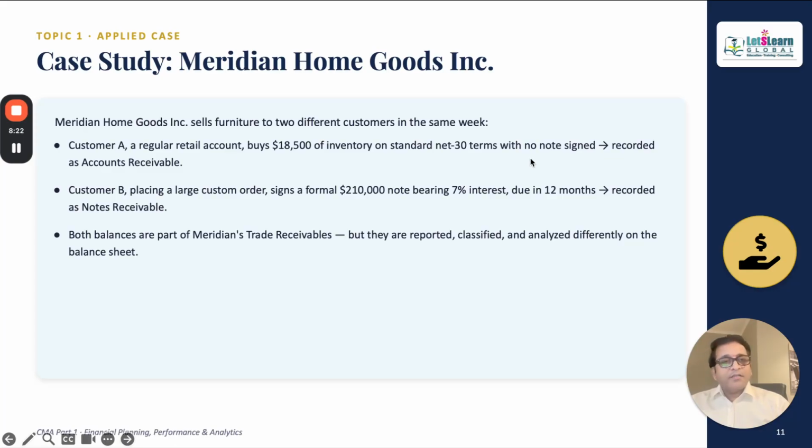First of all, it is accounts receivable, because the customer agreed to pay on the 30th day from the date of sale. It is accounts receivable. Let's see the second example. Customer B, placing a large customer order, signs a formal $210,000 note bearing 7% interest that is due in 12 months. Yeah, it is also a receivable.